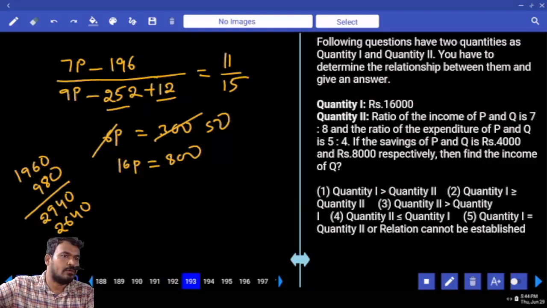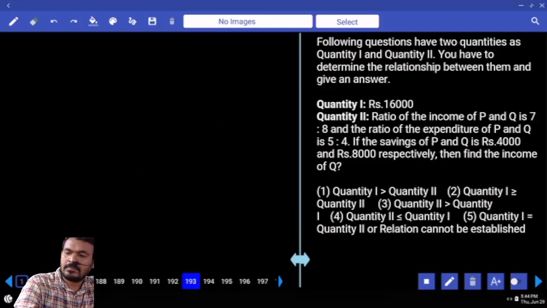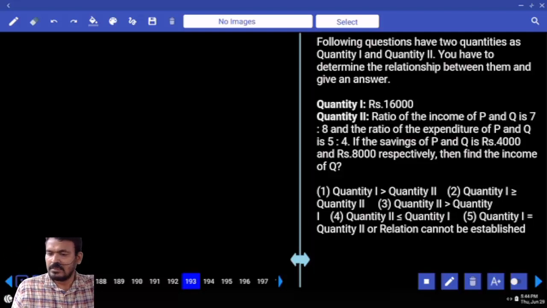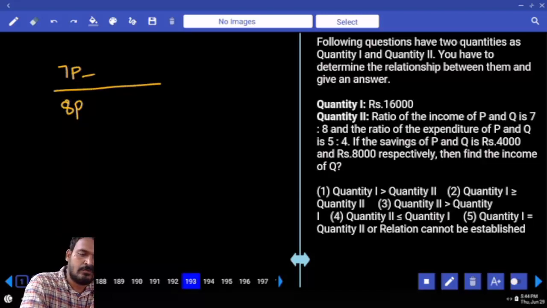193. What is quantity 1? 16,000. Quantity 2: the ratio of the income of P and Q is 7:8, and the ratio of the expenditure of P and Q is 5:4. If the savings of P and Q are 4,000 and 8,000, then find the income of Q. What is the income ratio? 7:8. Expenditure ratio 5:4. Savings: one is 4,000, another 8,000. Suppose the first income is 7 parts, the second 8 parts. Out of 7 parts income, how many rupees are saved? 4,000. The second is saving 8,000.